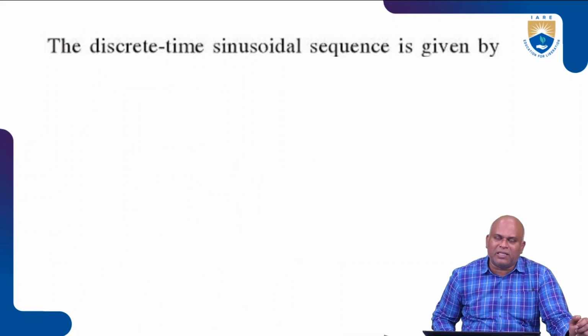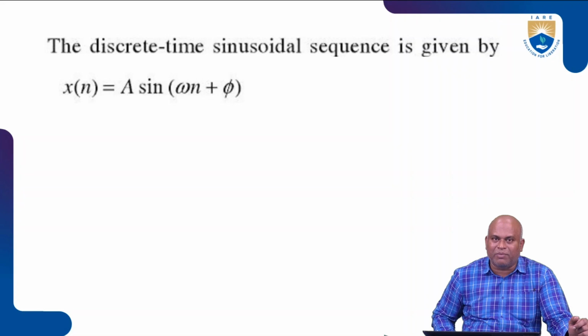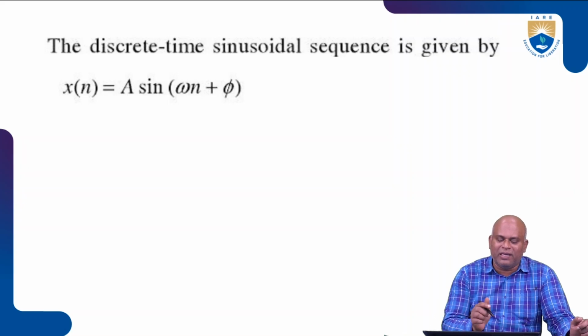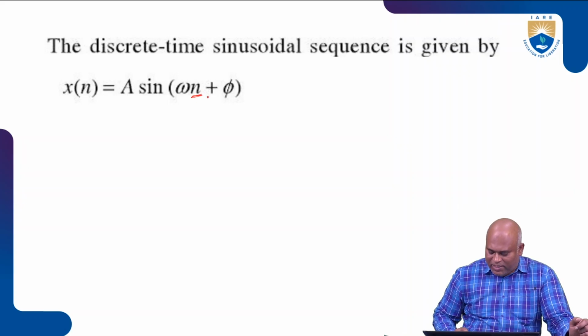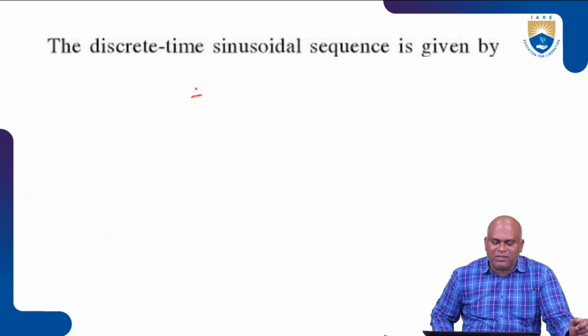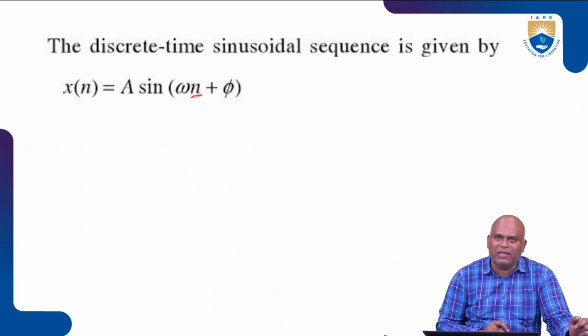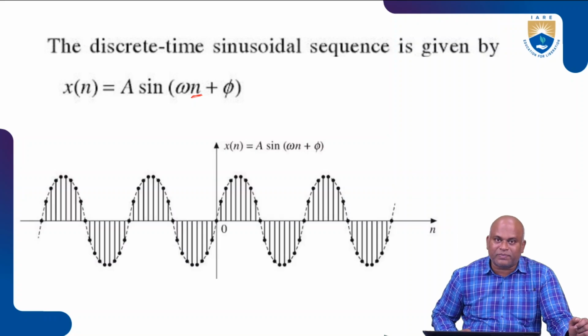The discrete time signal sequence is also given by x[n] equal to A sin(ωn + φ). A is the amplitude, ω is the frequency, and φ is the phase. This is going to happen at each and every n instant. Previously, this happened at each and every t instant as a continuous time signal. So for the discrete time signal, it happens at each and every n instant for the sinusoidal sequence.